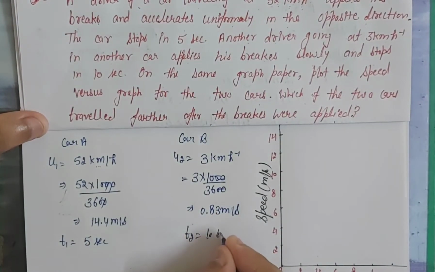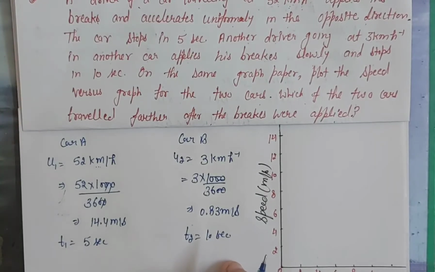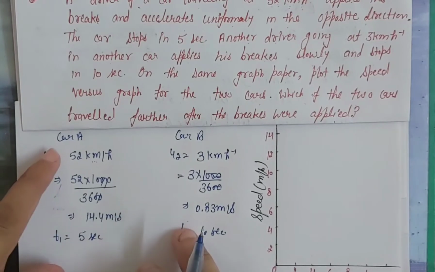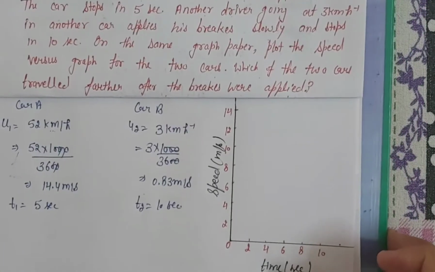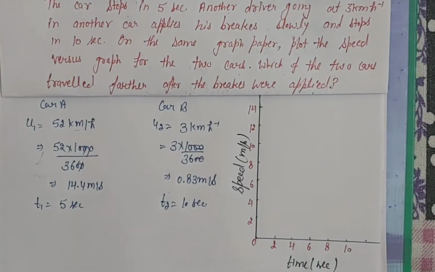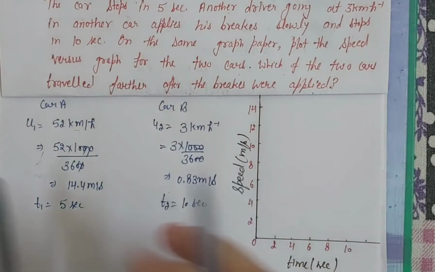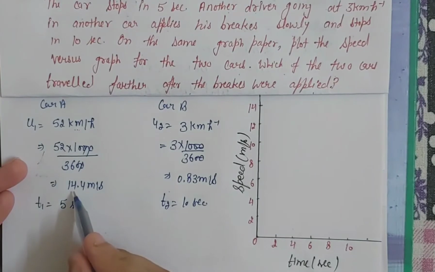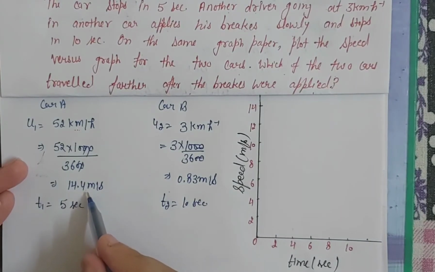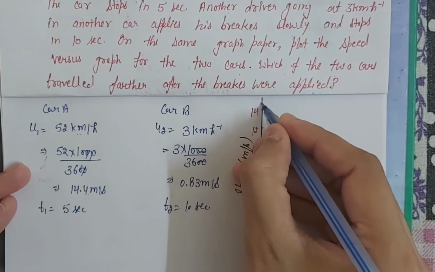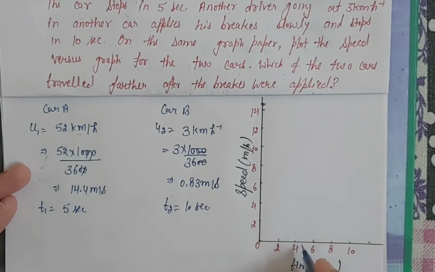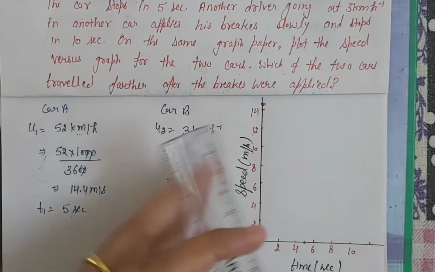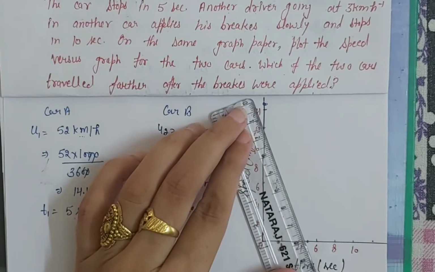So we have to plot the graph with the help of speed and time. We have both the values. So firstly plot the graph for car A, after that for car B. So this is the graph. Now the u value is given in meter per second, that is 14.4. So the 14.4 point is there, and the t1 time value is given as 5 seconds. So 5 seconds is here. So join both the points.